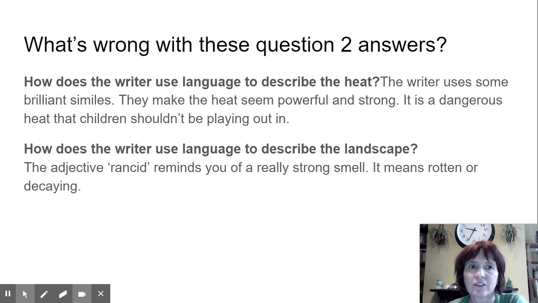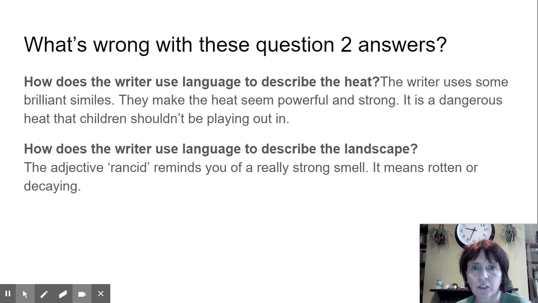The first answer is: the writer uses some brilliant similes. They make the heat seem powerful and strong. It's a dangerous heat that children shouldn't be playing out in. And the second answer is: the adjective rancid reminds you of a really strong smell. It means rotten or decaying. So have a look at those 2 answers. There's something quite wrong with both of them. Pause the video and go over to the chat and have a chat about what you think is wrong with both of those answers.